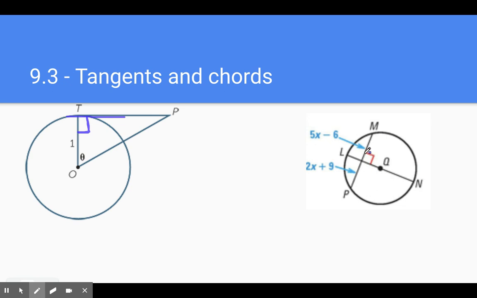Chords: if you see a perpendicular, if it's a diameter and it's perpendicular, that means it automatically bisects those, which means those are congruent. So to solve for x there, you just set them equal to each other. 5x minus 6 is equal to 2x plus 9. Subtract 2x, that gives you 3x. If you add 6, 9 plus 6 is 15. Divide by 3, x is equal to 5 there.